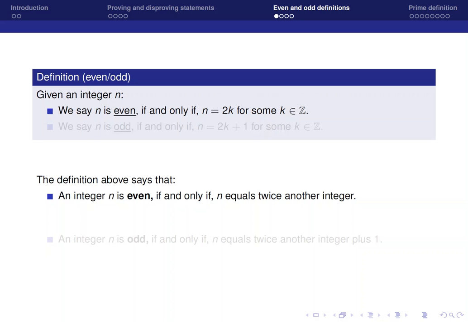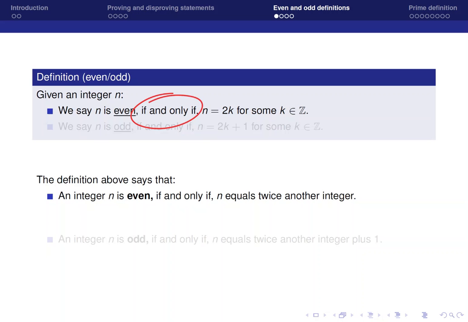We say that n is even if and only if n is equal to 2 times k for some k that is an integer. So notice that this is an if and only if statement. In other terms, if the left is right, then the right is also right. And if the right is true, then the left is also true.